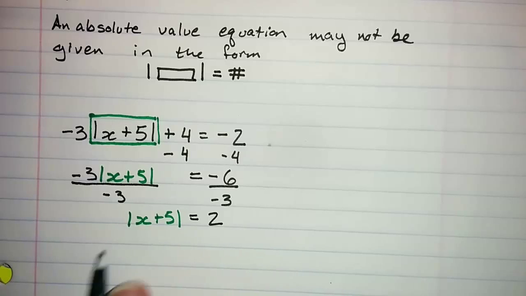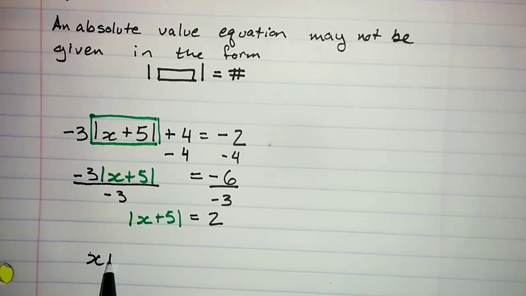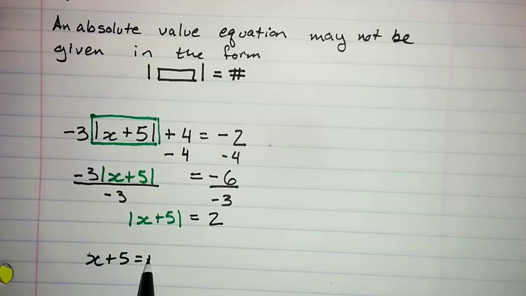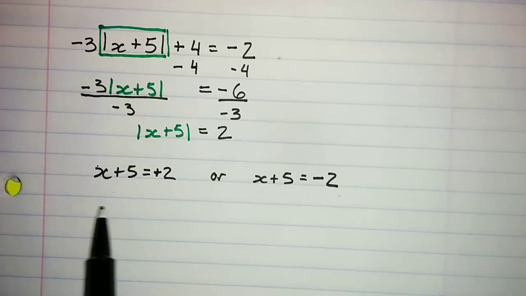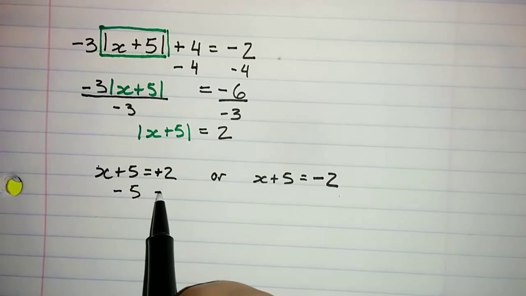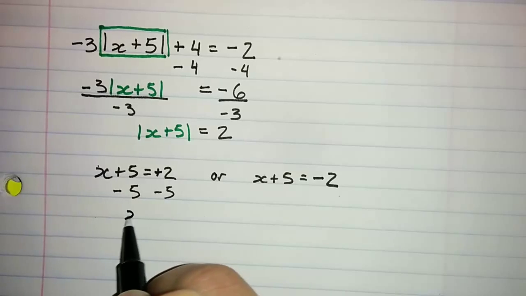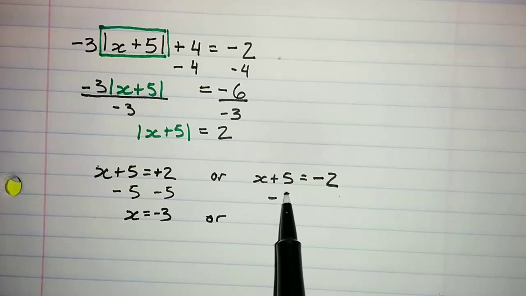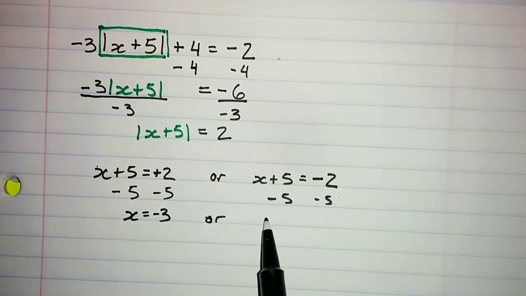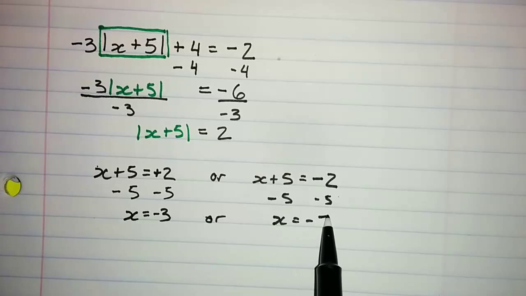What will they be? They'll be where x plus 5 equals +2, or x plus 5, what's the other number x plus 5 might be? Right, -2. All right, now we solve for x. Subtract 5 from both sides, and I get x equals -3 here. Subtract 5 from both sides, I get x equals -7 here.